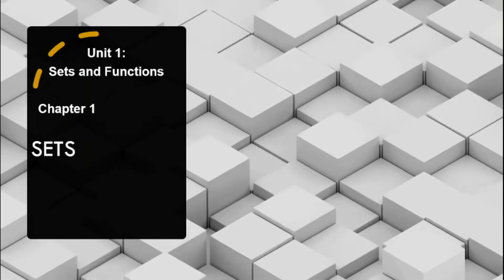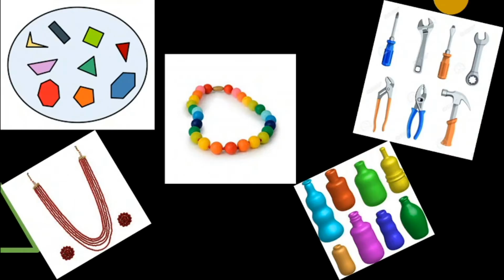Okay, let's go for a simple example. Here I've shown you some simple examples. These are all geometric figures, right? 2D figures. So can we say closed figures? A set of polygons. This is beads, right? So a set of beads. They all belong to the same category, right? These 2D figures come under the same category, a set of polygons. And here, what is this? A set of tools. A set of water bottles. And this is a set of jewelry, right? So all these are examples of sets which we observe in real life.